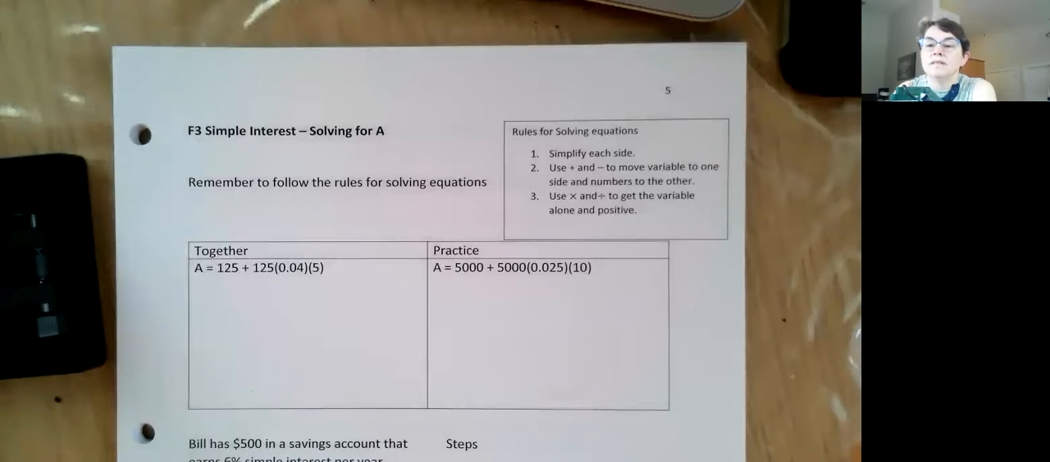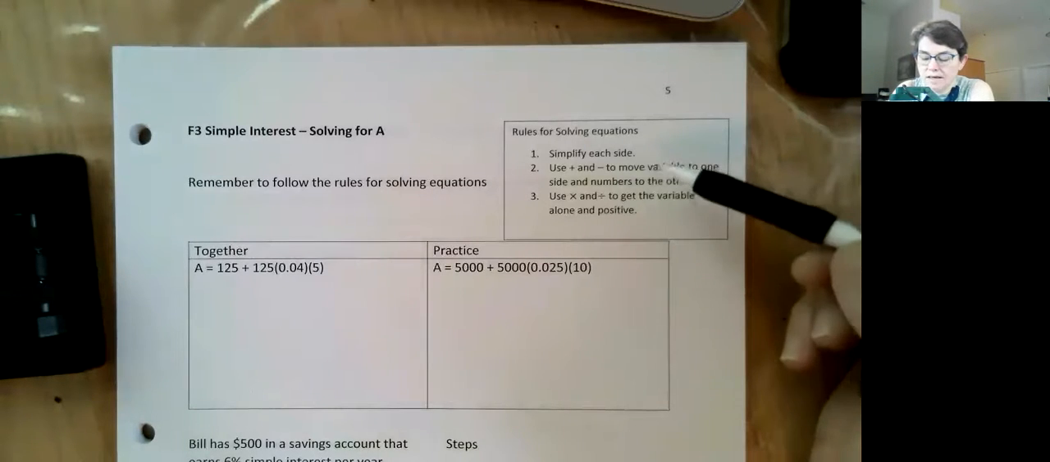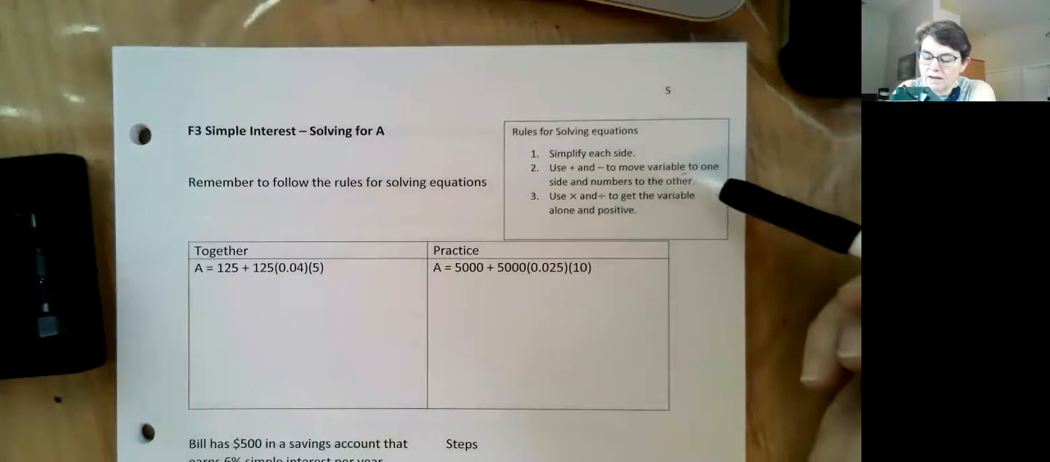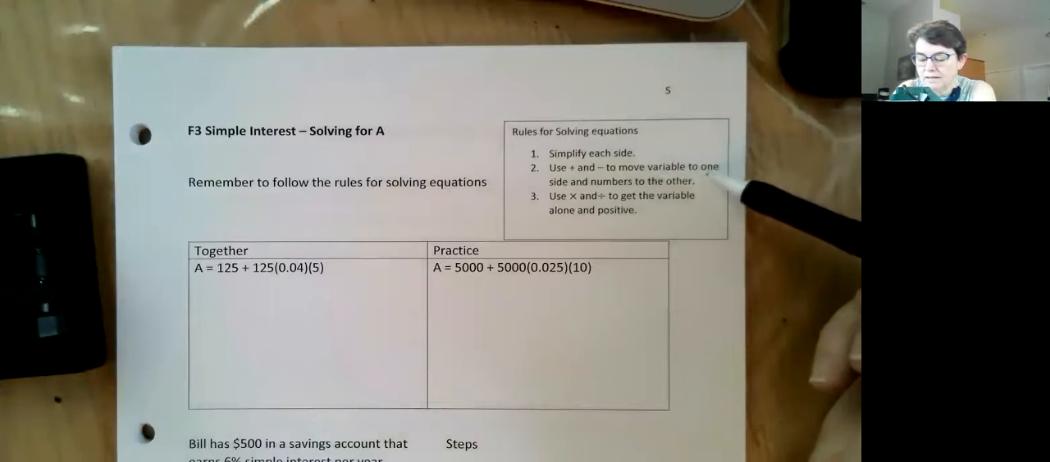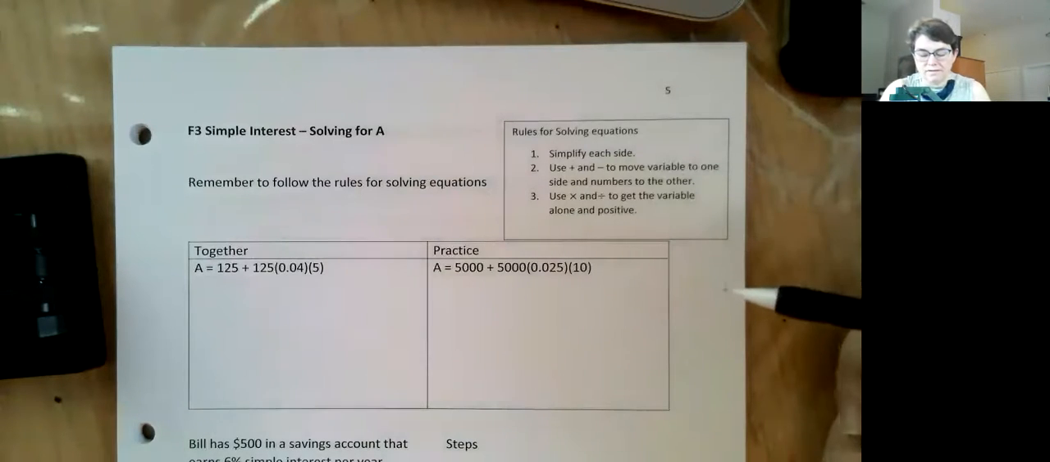It is simple interest and it is solving for A, the amount at the end, or the accrued amount. Okay, so just a quick reminder of how we solve equations. Simplify each side as much as we can. Use addition and subtraction to move things, and then use multiplication and division to get the variable alone and positive.